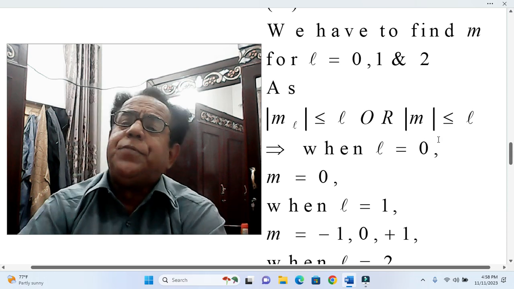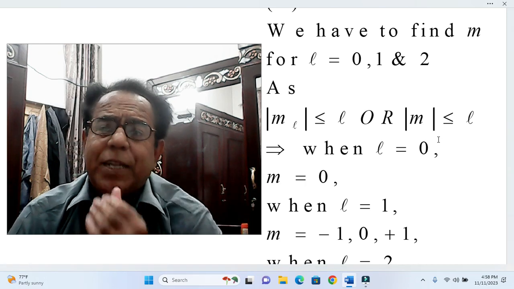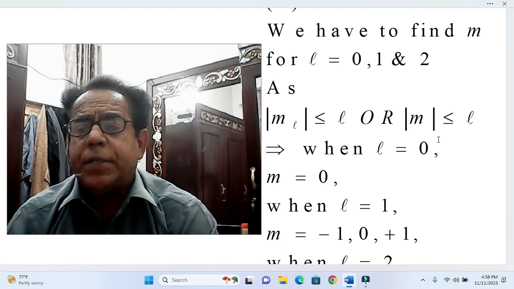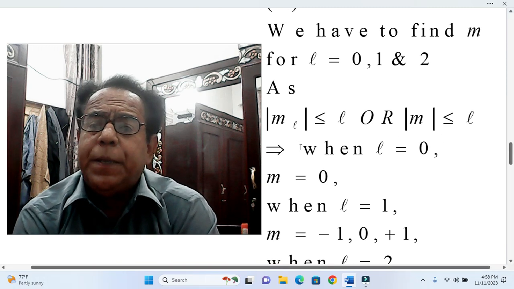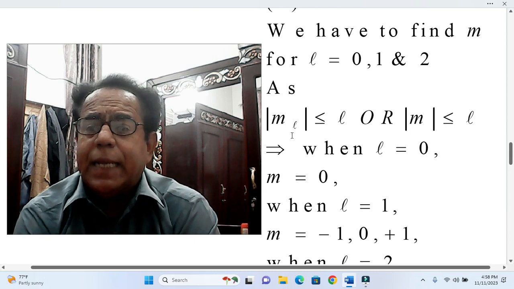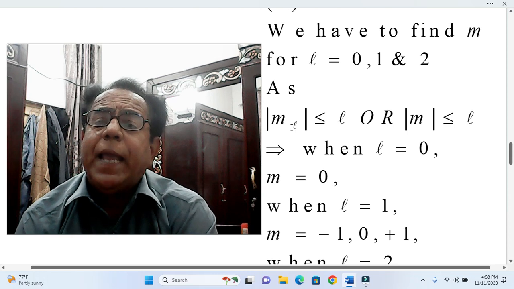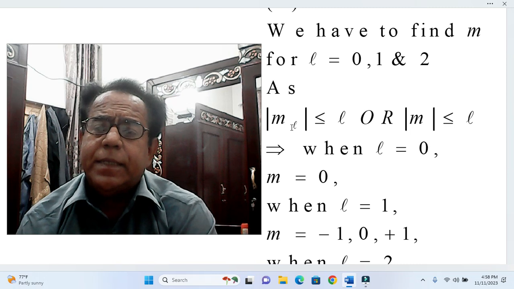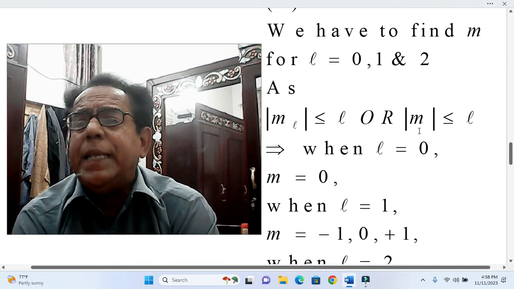Okay, what is the difference between these two? Dear students, the difference is that according to the snapshot which we are following, this is denoted by small m with small l as a subscript, while according to the author of this book, Paul Tipler, this is denoted by simply m.